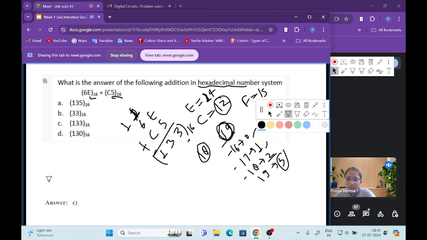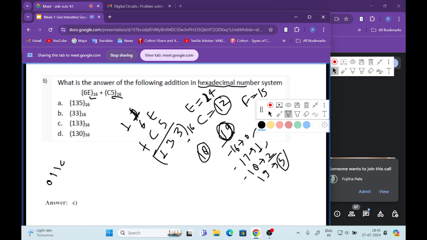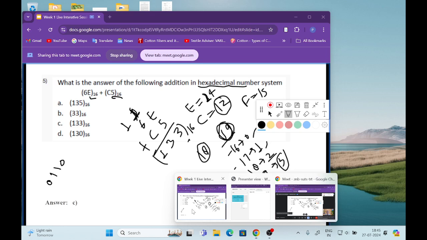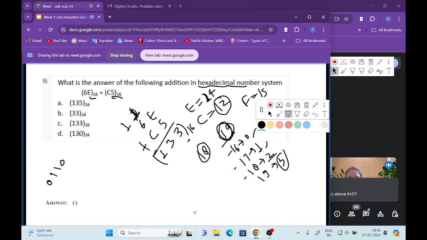So 6 is represented by which number? 0110, right? And E is 14, so what is the binary representation of 14? 1110, right? That is the binary representation of 14. 8, 4, 2, 1. 8 plus 4 plus 2 is 14. Now we have converted 6E into a binary number.